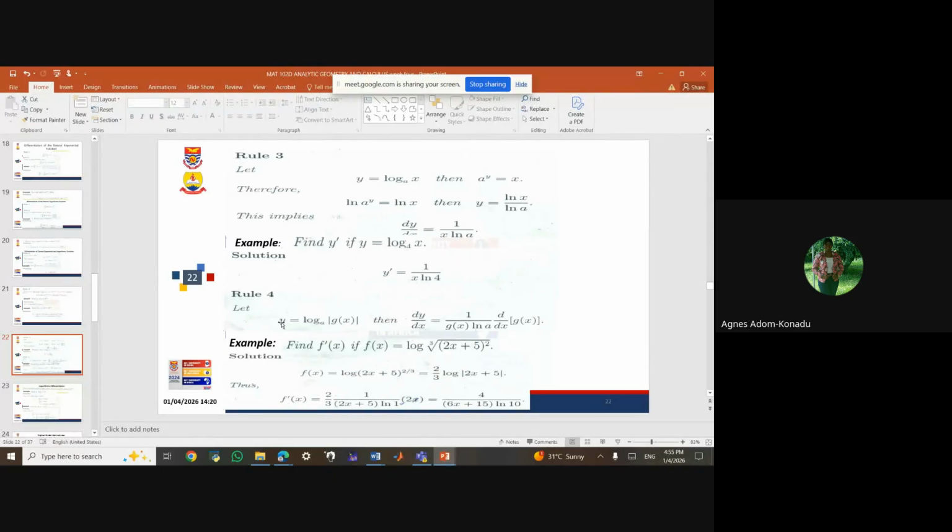Then rule 4: if I have y is equal to log g of x base a, then the differential will be 1 over g of x ln a times the differential of my g of x. That is it. You need a book, a formula book, for the way.